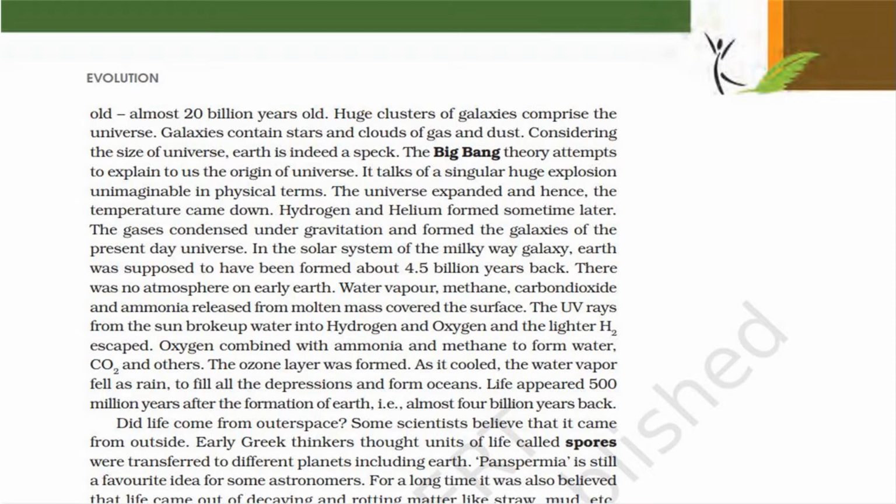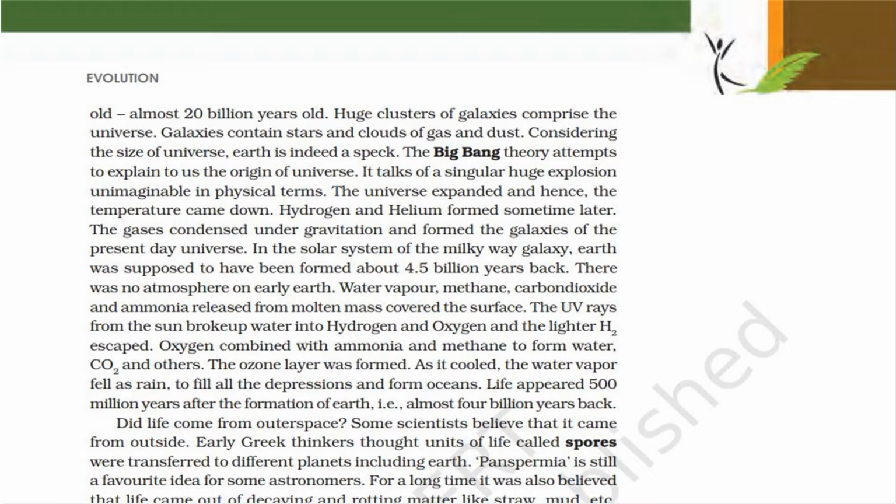As it cooled, the water vapor fell as rain, to fill all the depressions and form oceans. Life appeared 500 million years after the formation of Earth, that is, almost 4 billion years back. Did life come from outer space? Some scientists believe that it came from outside. Early Greek thinkers thought units of life called spores were transferred to different planets including Earth. Panspermia is still a favorite idea for some astronomers.